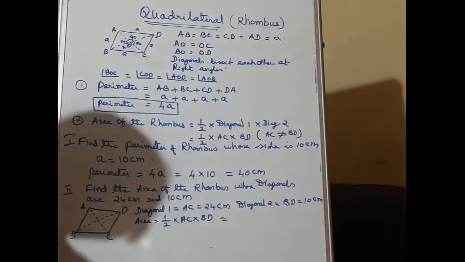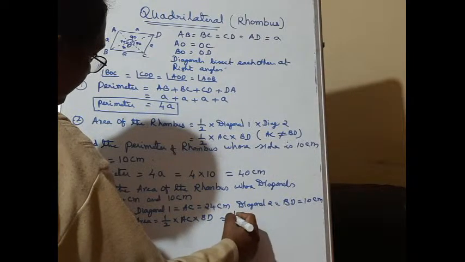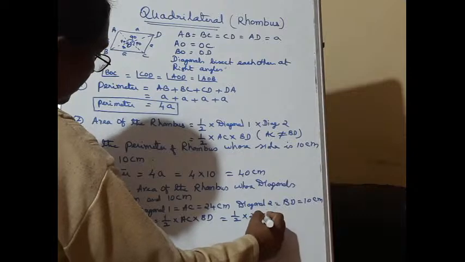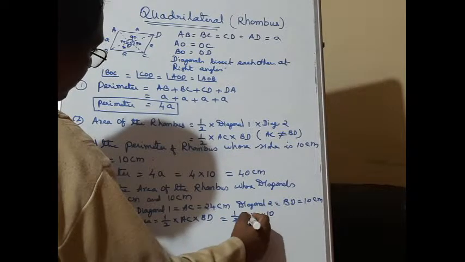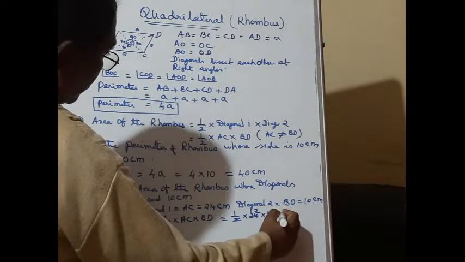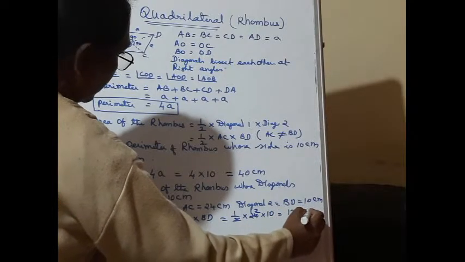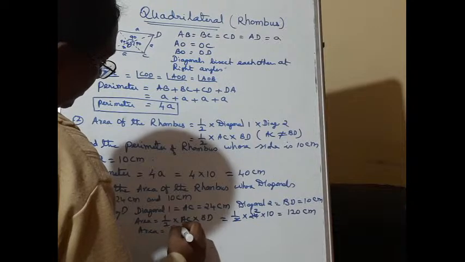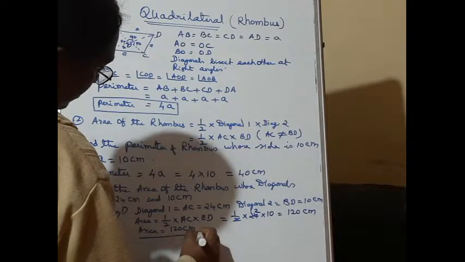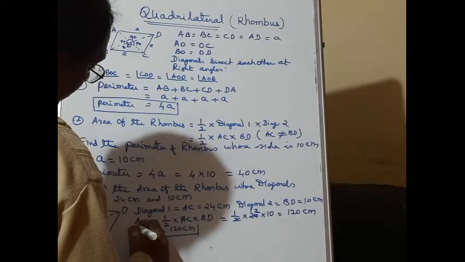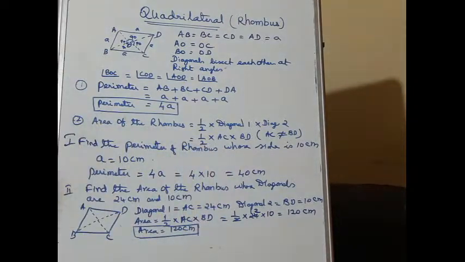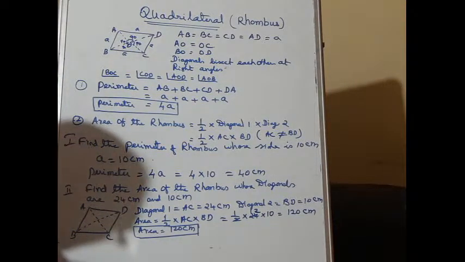Half into AC is what? 24 into 10. What's the answer? 120. 120 centimeters square.